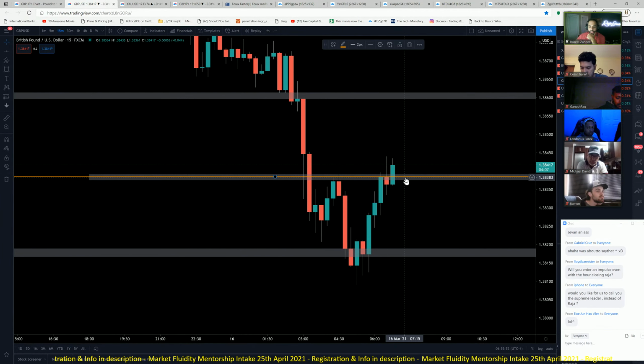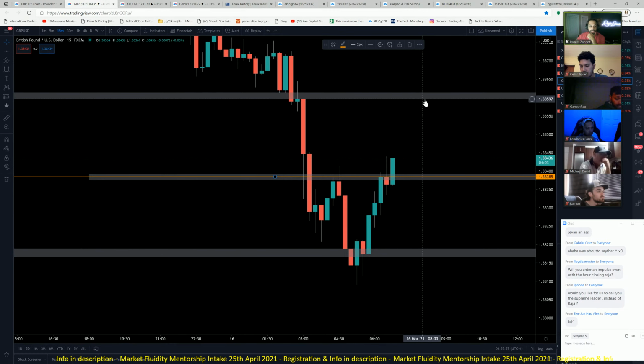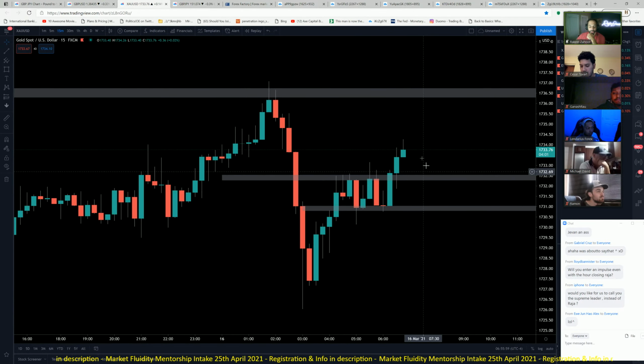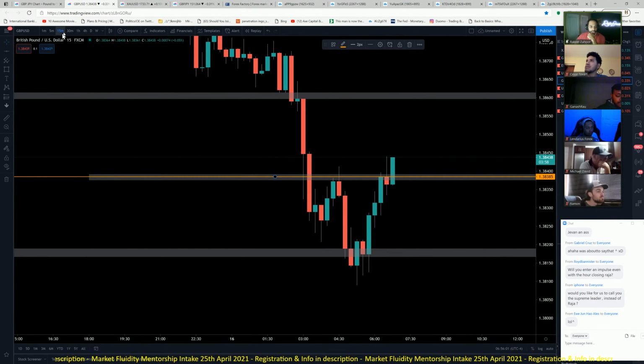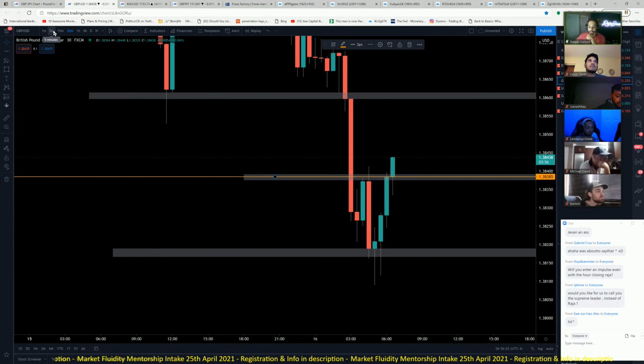GU is also coming back above this area here, so I think there's a very good probability for it to continue moving bullish. And with that, gold should also continue moving bullish as well. So we're going to see here what happens. 30-minute candle is about to close in like 4 minutes.